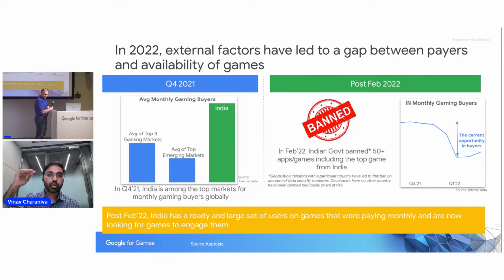We had a large number of monthly gaming buyers. Suddenly the top games got taken away, and they were not spending. But there was a massive opportunity for other games, maybe in the same genre, maybe in other genres, to come in and get those users to start purchasing again. And that's the opportunity in buyers that exists in India, and that's where we would like some of the top global developers like yourself to come in and ensure that these users who are used to spending month on month also spend on your games. And that's why I call this one of the largest opportunities in gaming globally.